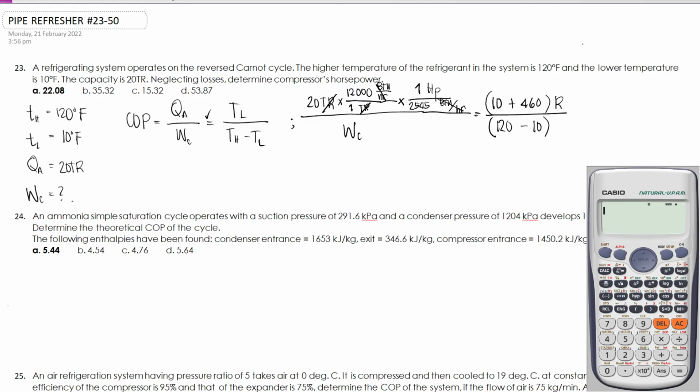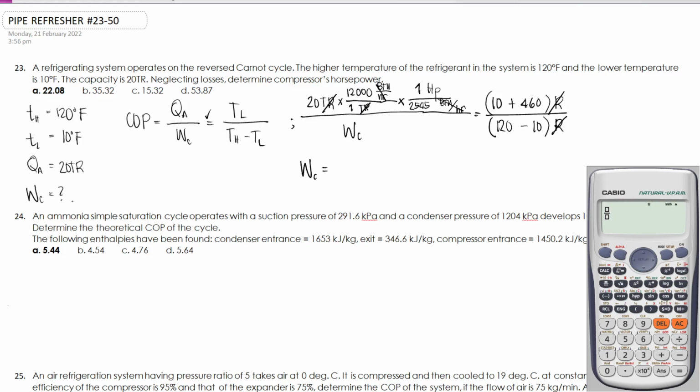Etong nasa baba, hindi ko na siya ginawang naka-absolute pareho kasi yung change in Fahrenheit ay equal lang sa change in Rankine. So, cancel out ito. So, makukuha nating work will be in horsepower. I-calculate nga natin. Hindi ko na ito shift solve para sa ganun ay mas mabilis nating makuha yung sagot at para mahasa rin kayo sa algebraic manipulation.